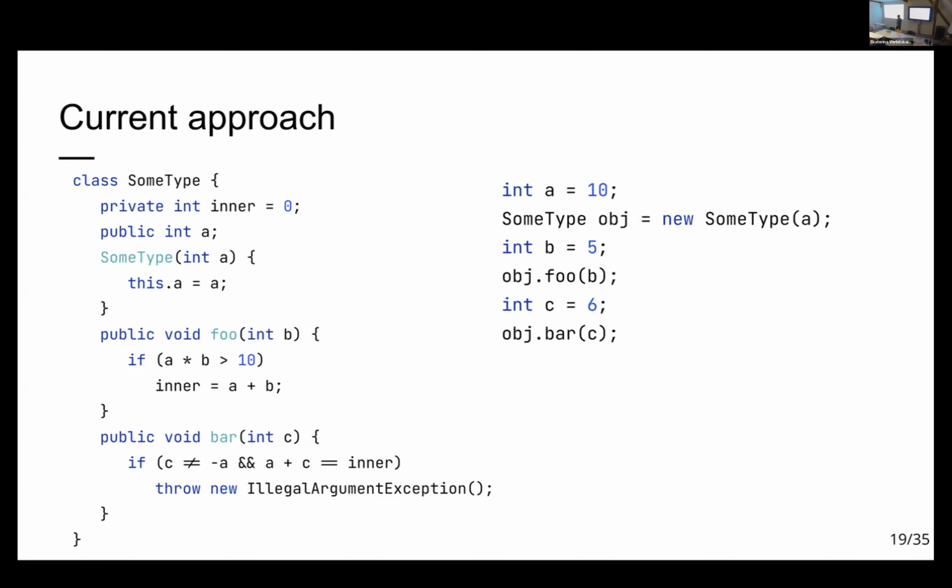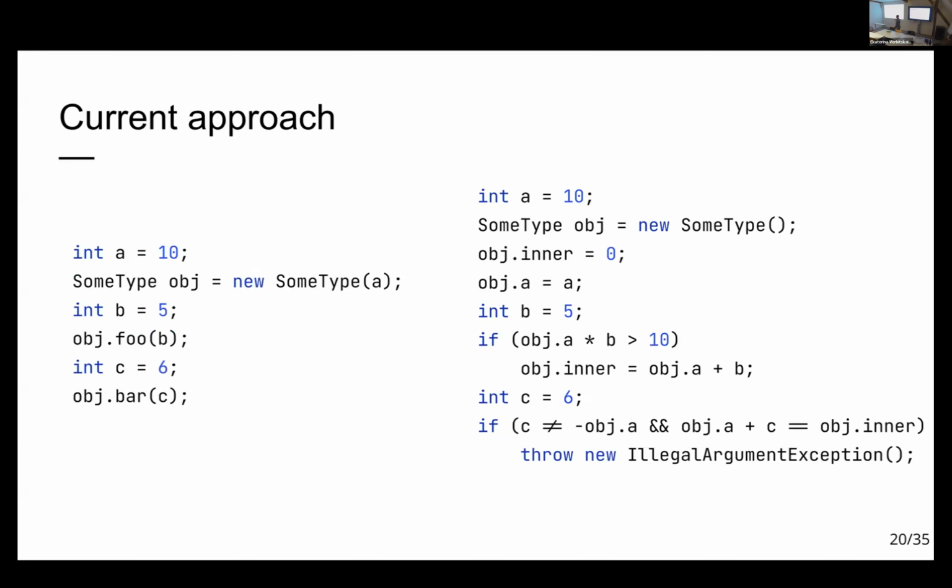This is our example on the left. And let's assume that EvoSuite generated this kind of test case. It sets 3 primitive values, creates an object, and calls foo and bar. As you can see, this test does not throw an exception, because even though inner in foo is updated, it does not pass through the check in bar.